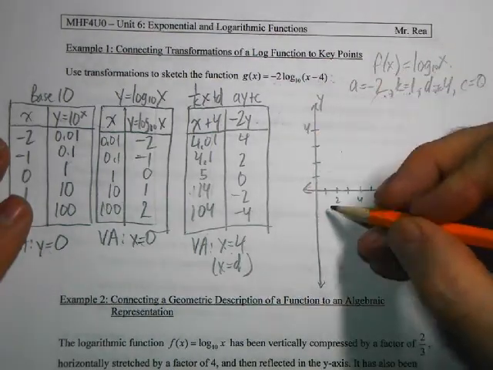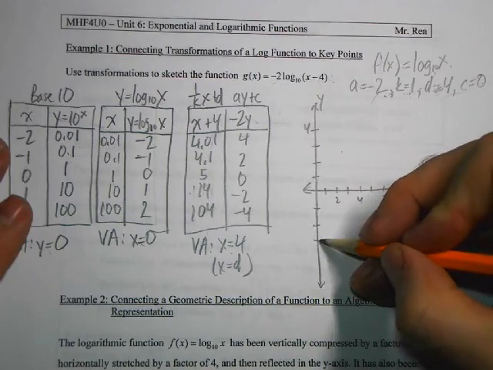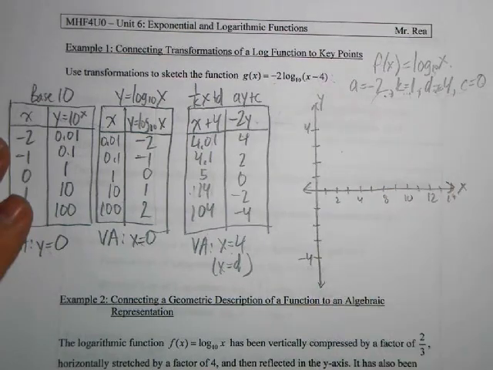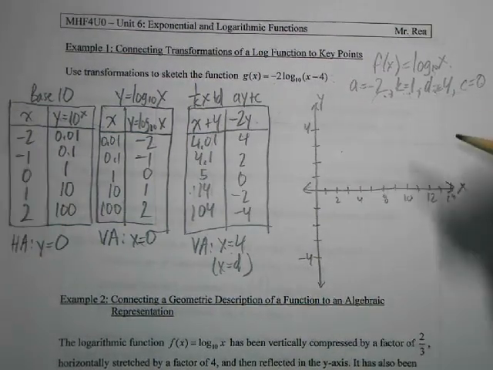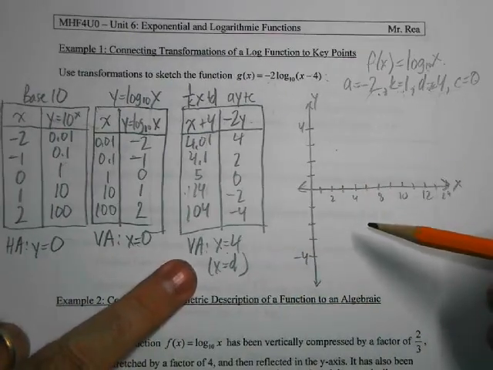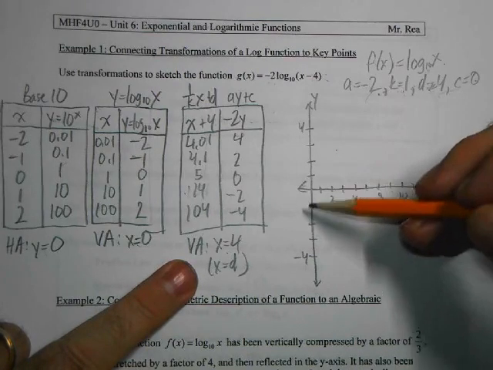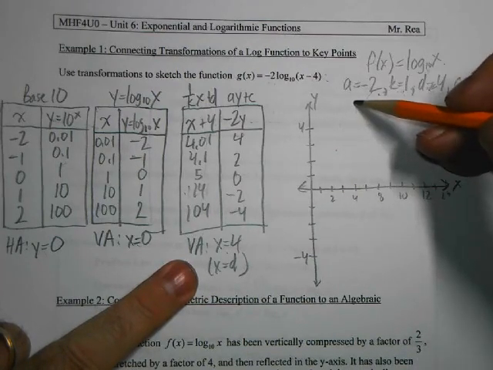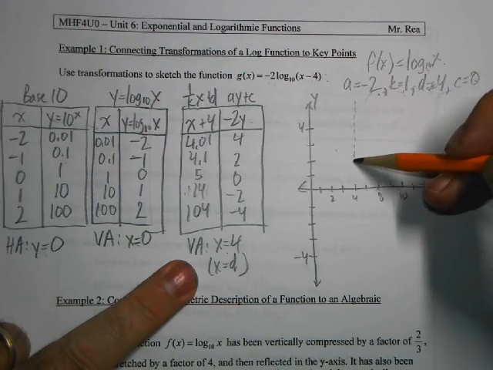So that would be 4. This would be negative 4. And now I just put my points in. Before I do that, I'd always like to put in my vertical asymptote, because that gives me a good reference for where the points should be. So x equals 4. I'm going to draw that in as a dotted line.